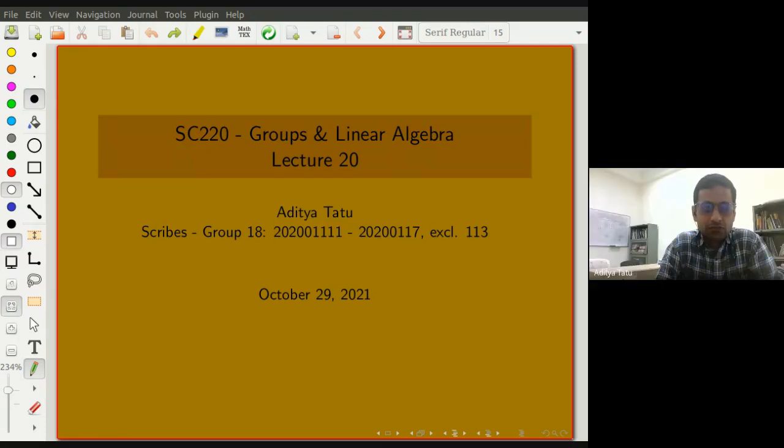Just one announcement, I think I forgot to mention it. All these groups that I've made for scribes are based on all of you who have registered on Moodle. If you are a student in section A and you're still not registered on Moodle, you probably have not been included in any group, and in that case I will not consider it. Which is why I've explicitly mentioned excluding ID 113. I don't know if this ID exists. It certainly does not exist on Moodle. So in case you are not put in a particular scribe group, that means your scribe submission is not considered as of now.